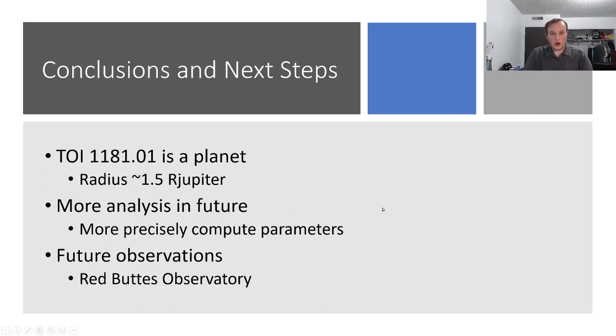As well, we're looking to take more observations using the Red Buttes Observatory, which is another 0.8 meter Wyoming-owned telescope south of Laramie. We're going to be taking observations on TOI 1181 plus some of our other targets, and hopefully we can confirm and classify more of these targets.